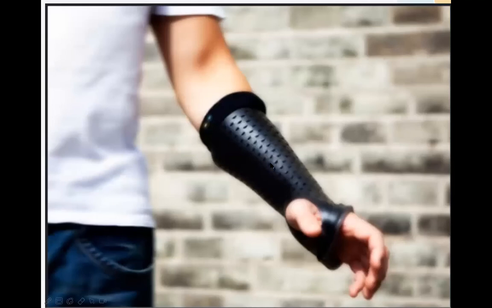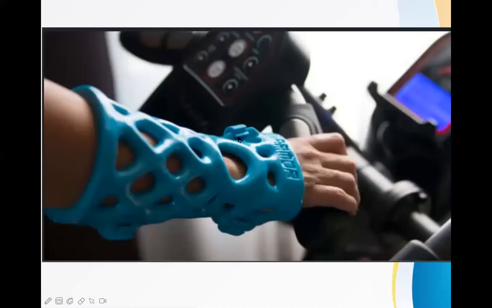Here is another picture. See here, it is not POP at all, but it is similar to POP. It is used to immobilize the fracture at this forearm area or the wrist area. This is another example of this. See here, so these are the different pictures of external immobilization.